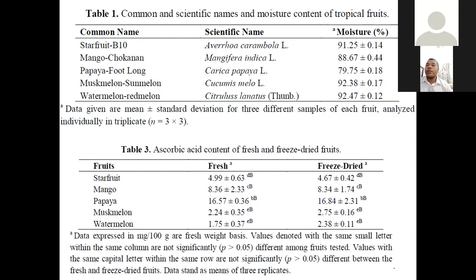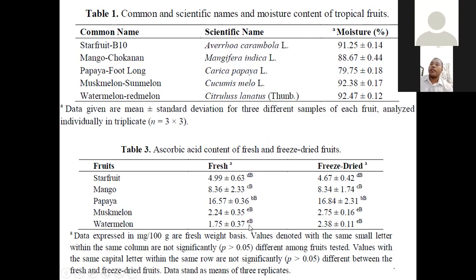And then values with the same capital letter in the same row are not significantly different between the fresh and freeze-dried fruits. Data stand as mean of 3 replicates. So this is an example of how you write the table, and then you will have this alphabet. So what you can tell from here, if this is capital B, all of them are capital B, this is capital B as well. So it means that there is no difference between fresh and freeze-dry.